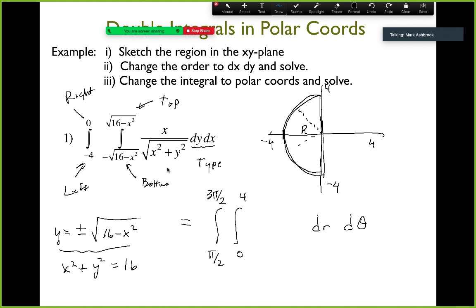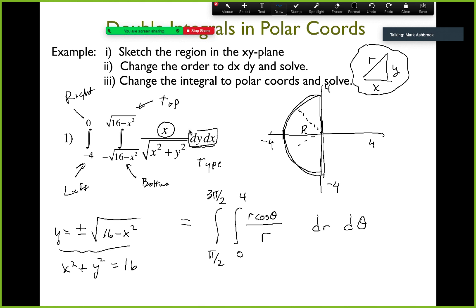Now we have to change our integrand. So what is x? x will be r cosine theta. Now we have the square root of x squared plus y squared, which we can handle by plugging in r cosine theta and r sine theta and simplifying, or you can remember the relationship of r with x and y. r is the hypotenuse, x and y are the legs. So what is the square root of x squared plus y squared? r, just r.